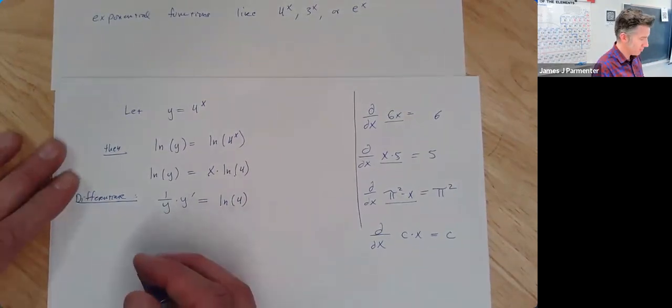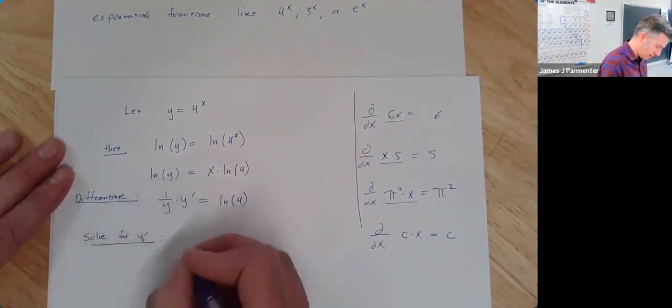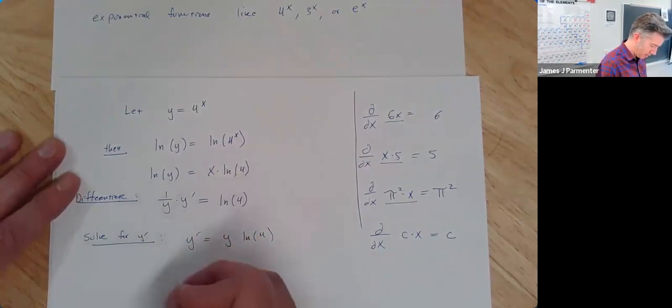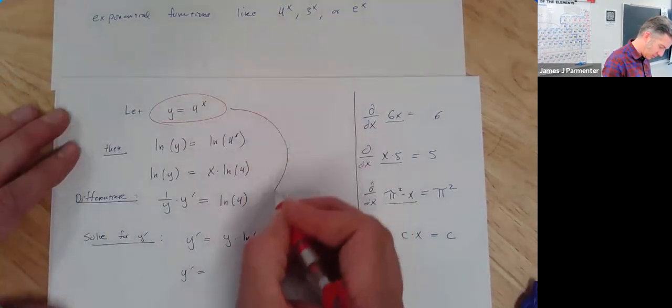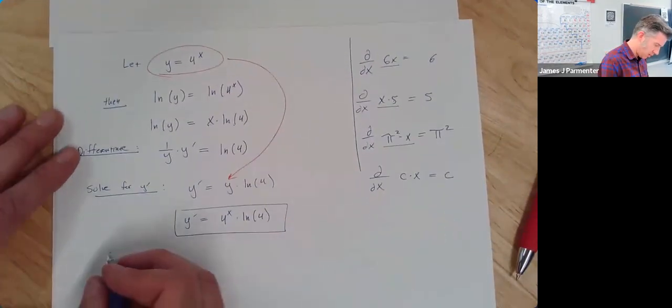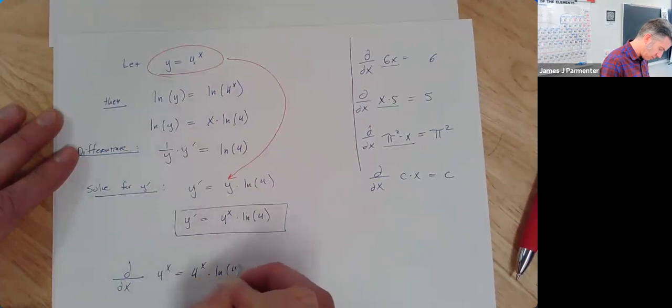And then we solve for y prime. We get y prime equal to y times natural log of 4. Or more specifically, replace y with what we actually know that y is equal to, and y prime is going to be 4 to the x times natural log of 4. So very, very long story short, the derivative of 4 to the x is 4 to the x times the natural log of 4.